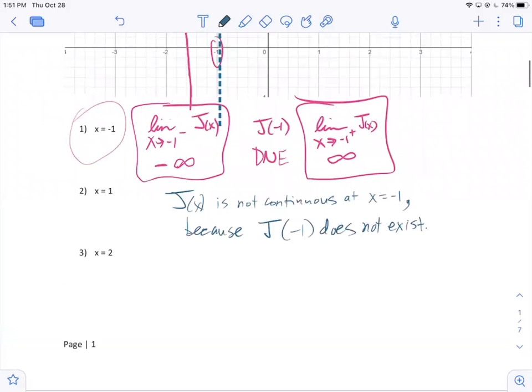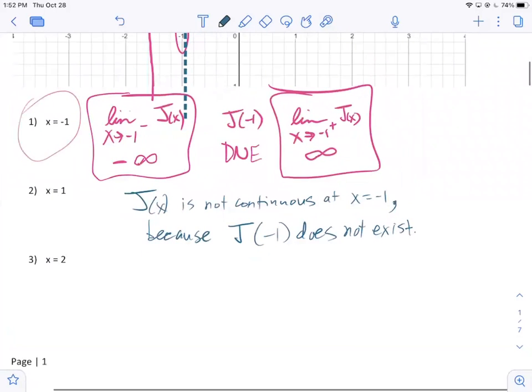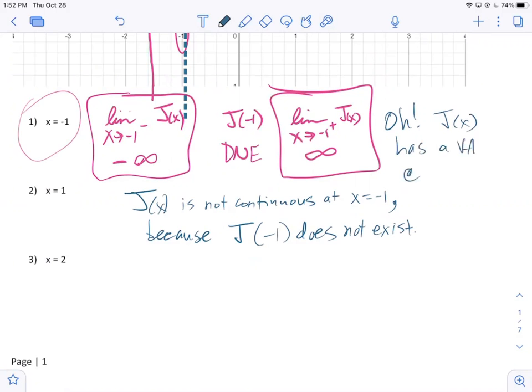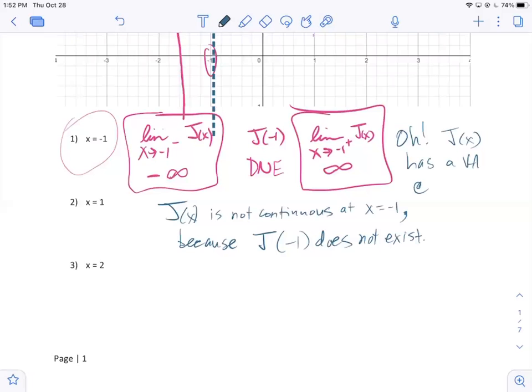And then again, if you didn't have the graph, but you were given this information, you would look at either the road coming in from the left or the road going out on the right, and you would say, oh, right? J of x has a vertical asymptote at what? At x equals -1.